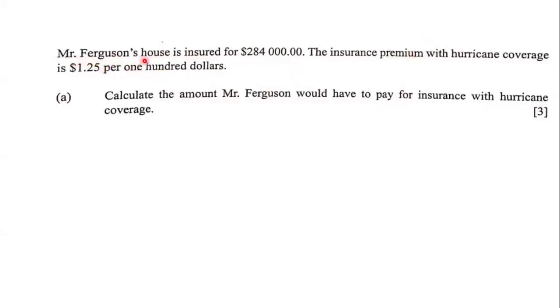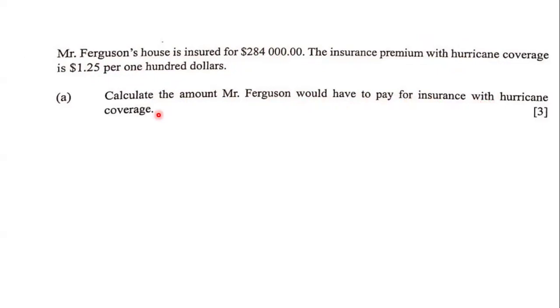Mr. Ferguson's house is insured for $284,000. The insurance premium with hurricane coverage is $1.25 per $100. Calculate the amount Mr. Ferguson would have to pay for insurance with hurricane coverage.